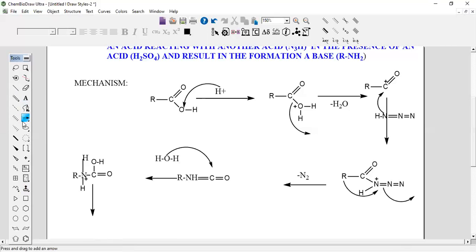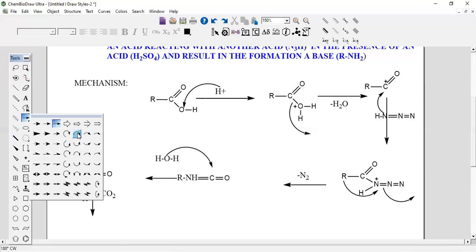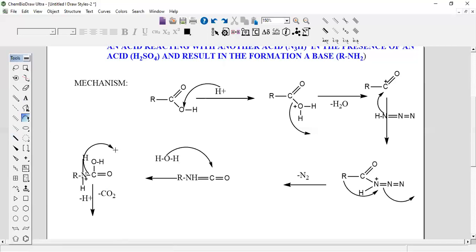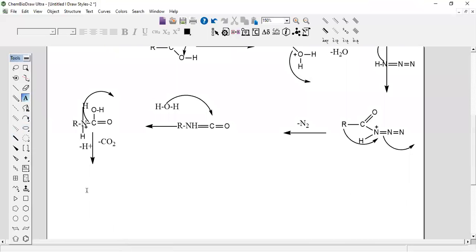Here a loss of water and CO2 molecule takes place. A loss of CO2 takes place, and finally a loss of H plus ion takes place here. After that, what happened here? This moiety will be removed. Finally, what you will get is RNH2. This is what is said to be the Schmidt reaction.